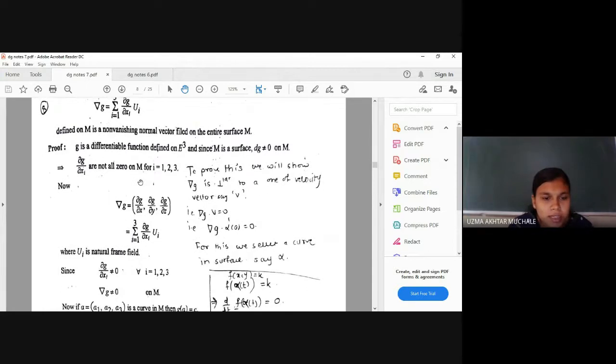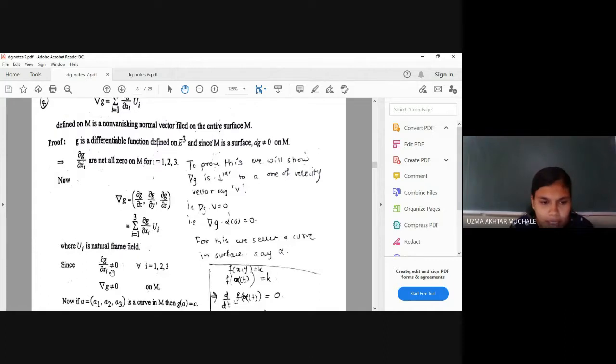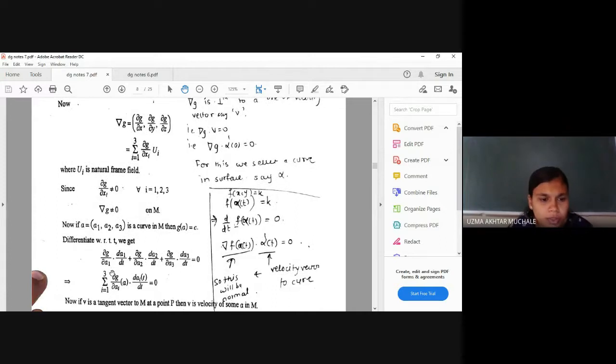So what is del G? As you know, we find it as ∂G/∂x, ∂G/∂y, ∂G/∂z. Those who don't remember, go back and see what a gradient vector field or gradient vector is. So what is this? This is the summation over i of ∂G/∂xi ui. As we know that these are non-zero simultaneously, we can say directly del G is not equal to 0.